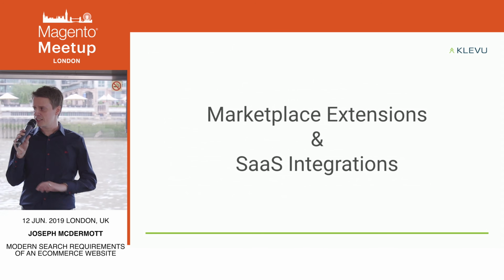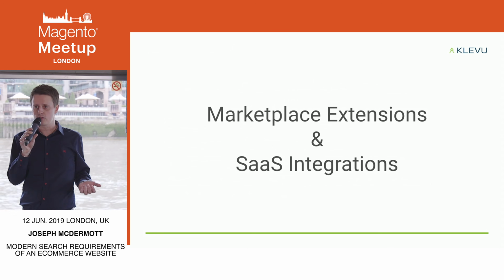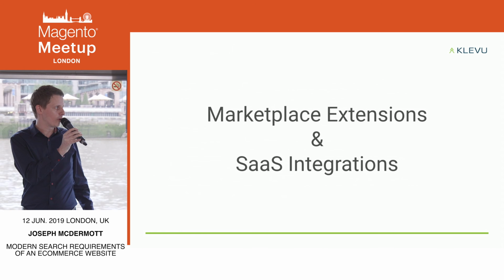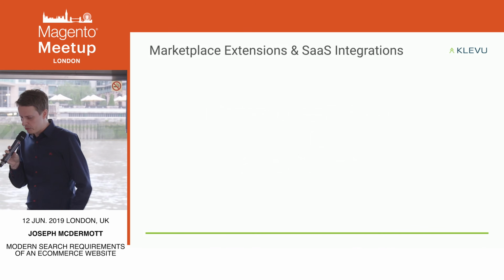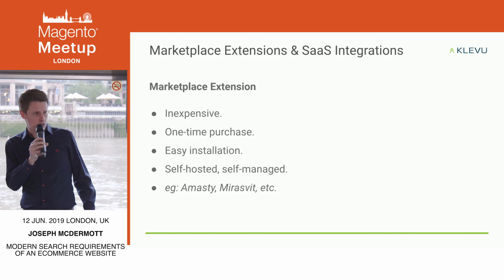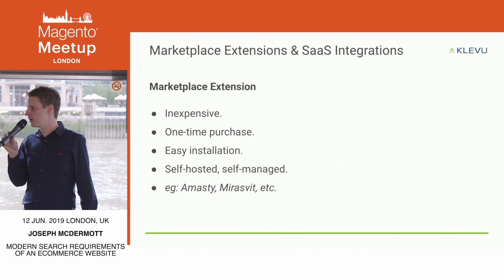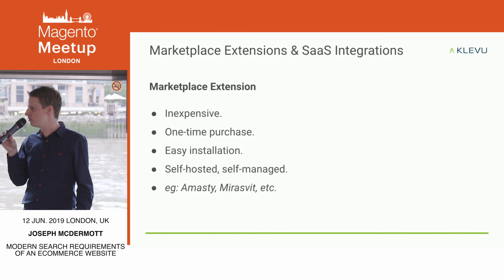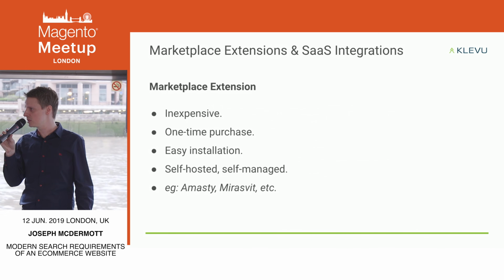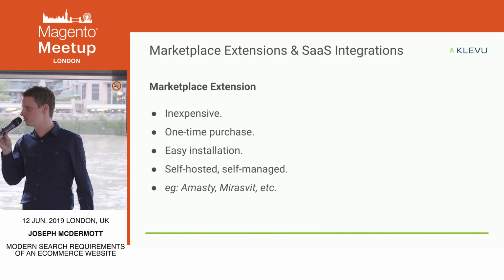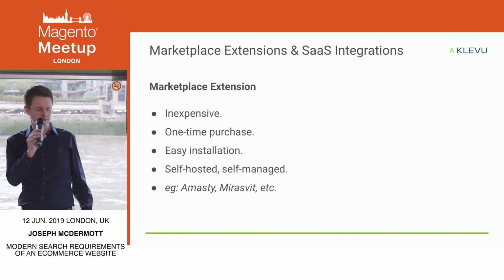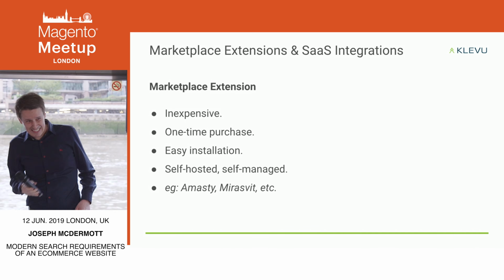Okay, so Elasticsearch isn't terrible. It's quite useful for some scenarios, but let's have a look at what other options there are in marketplace extensions and SaaS integrations. So when we talk about marketplace extensions, I'm talking about what you can get on the Magento marketplace or directly from vendors themselves or open source for free. They're often inexpensive one-time purchases of around $100 to $150 or $200. You install them yourself.